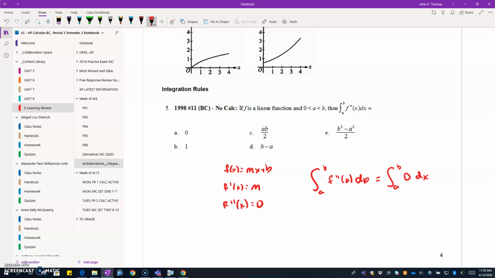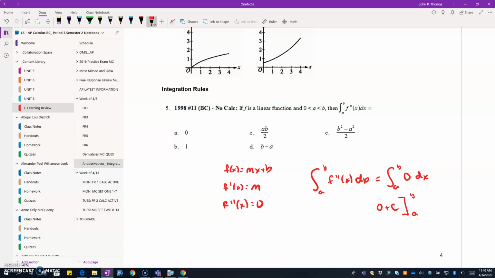Alright, now that 0, if I take the antiderivative, that's going to go to a constant. And technically, it really doesn't matter if you think of it as 0 plus c, 1 plus c, 2 plus c. Either way, it's going to boil down to just a constant. And I'm evaluating it from a to b.